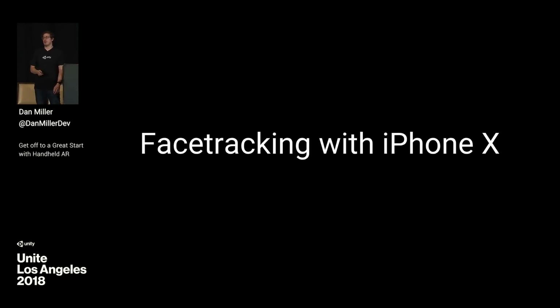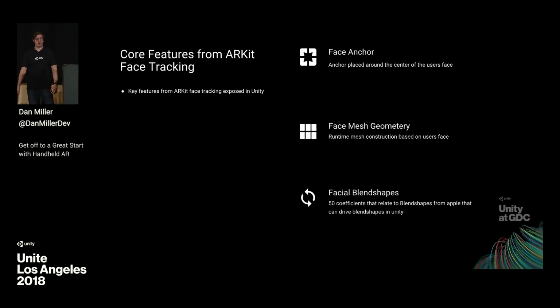And now I just want to talk a little bit about face tracking with the iPhone X, as well as the new variants that were released recently. So the core features here are a face anchor, which allows a transform or a position relative to the user's face. Facial mesh geometry, which can be generated at runtime and used for things like occlusion. And facial blend shapes, which allow you to drive either 3D models or just interactions based on what you're doing relative to your face.